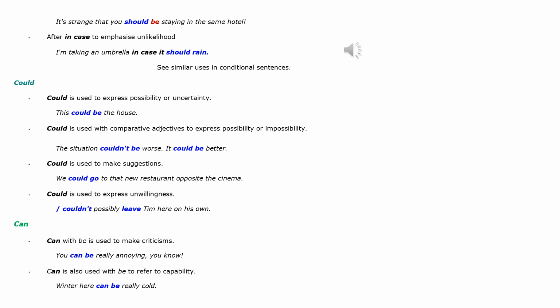After in case, to emphasize unlikelihood: I'm taking an umbrella in case it should rain. See similar uses in conditional sentences.